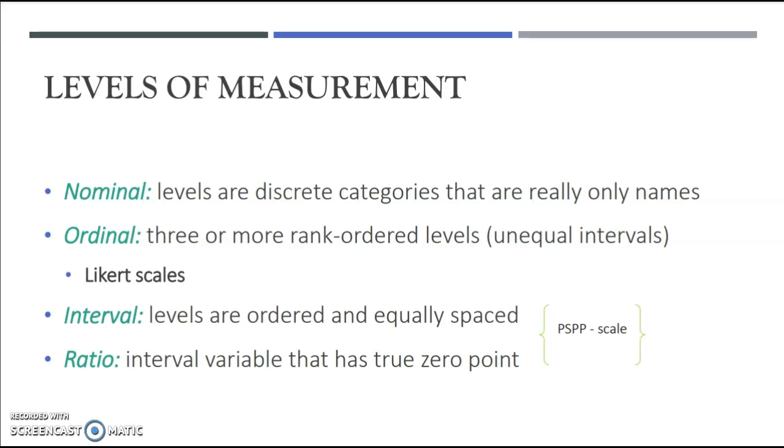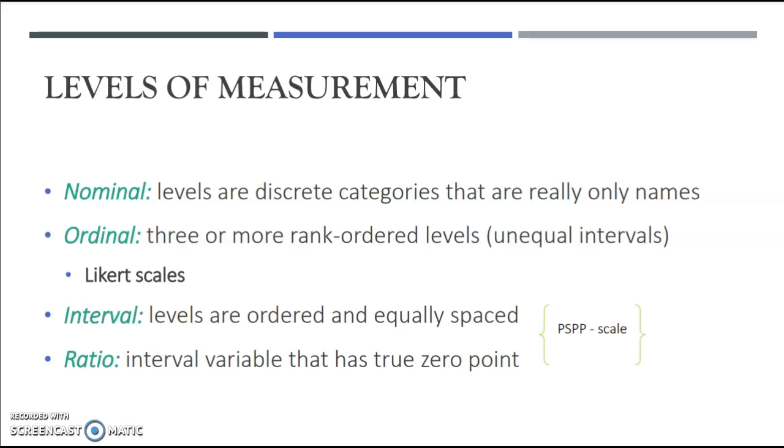So when we talk about nominal data, these are things that have discrete categories that are like only a name, okay? Gender, okay? Race, ethnicity, things like that. We're not ranking them. There's no numerical difference between one category or the other, but we have different categories to help us sort people into buckets.